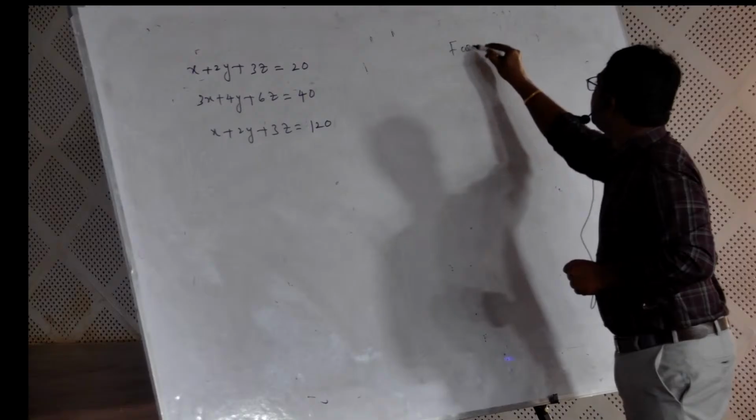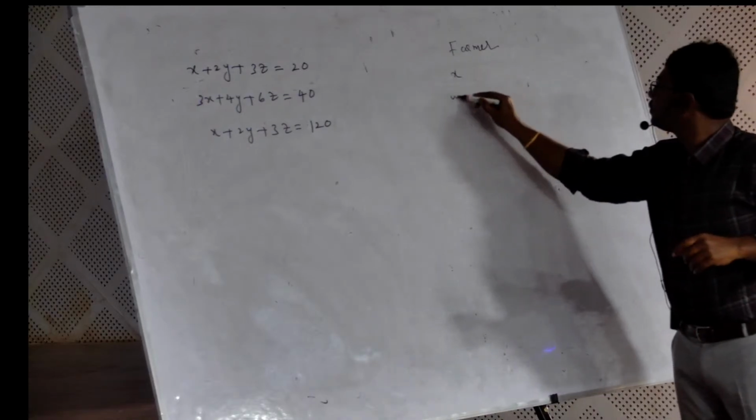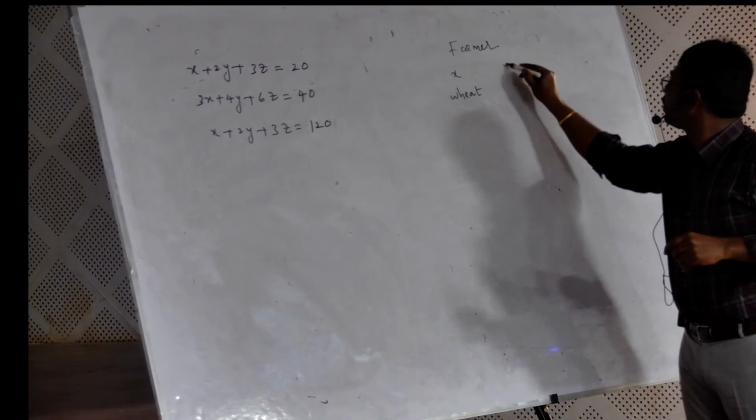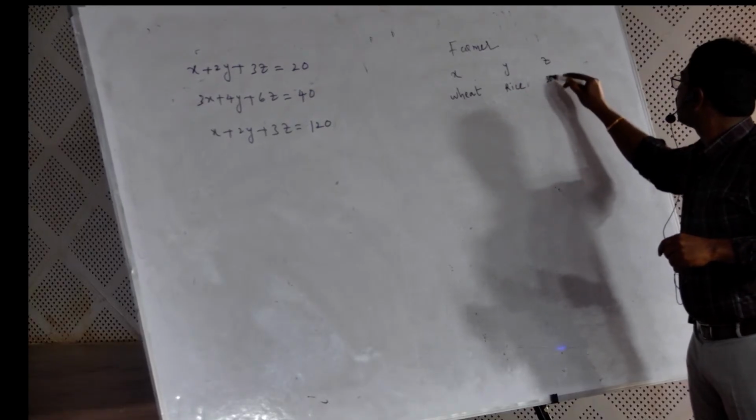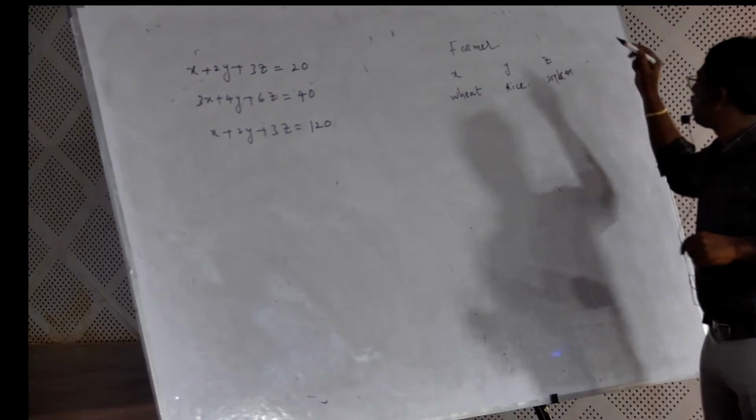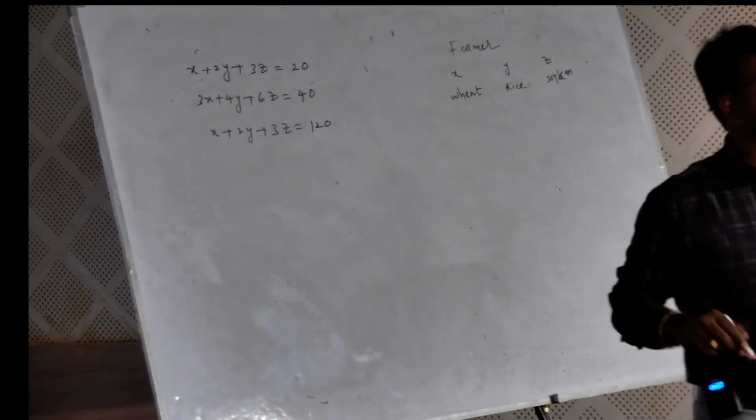There is a farmer who is cultivating 3 crops. He wants to decide on 3 crops. Paddy, rice. A farmer is interested to produce 3 crops. What are the 3 crops? Wheat, rice, soybean, where x represents wheat, y represents rice, z represents soybean.